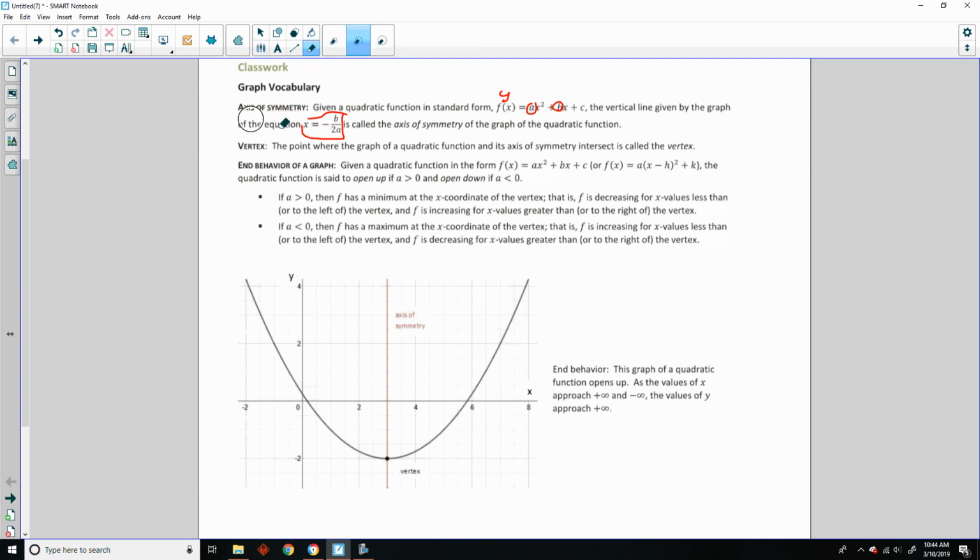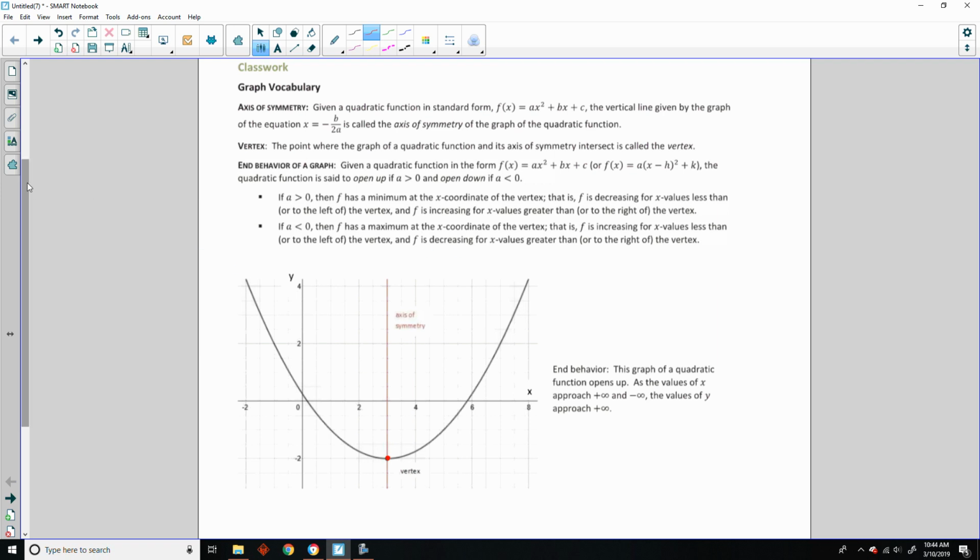Okay, vertex. Now moving on to vertex. The vertex is the point where the graph of the quadratic function and its axis of symmetry intersect. So the axis of symmetry is found by taking negative b over 2a, finding this line here, but then when you take that x value and substitute it into this equation and you find a y value, then that x comma y value is this point right here called the vertex, which is the minimum value of this function, or if it was flipped over, it'd be the maximum value of the function.